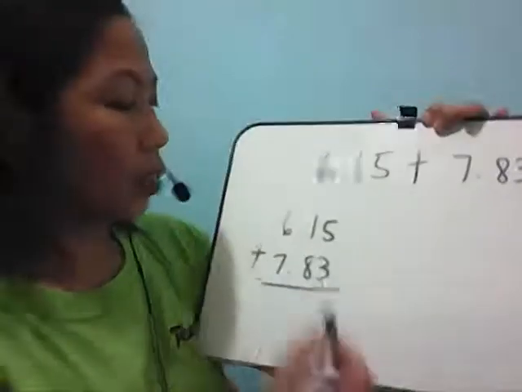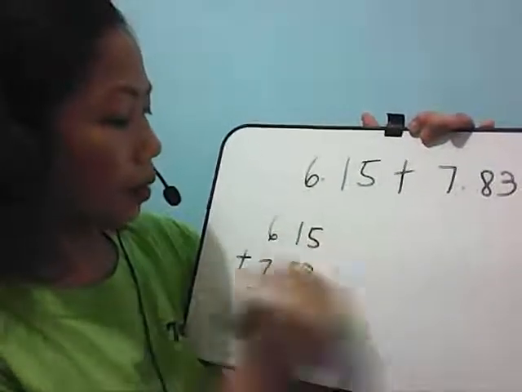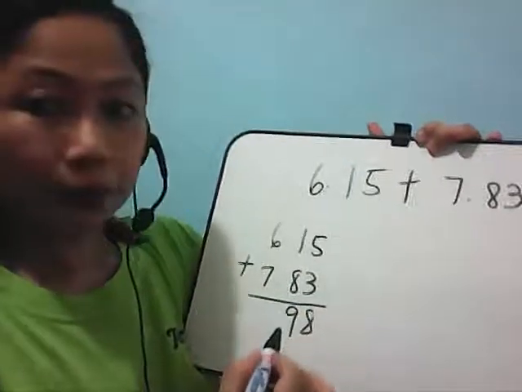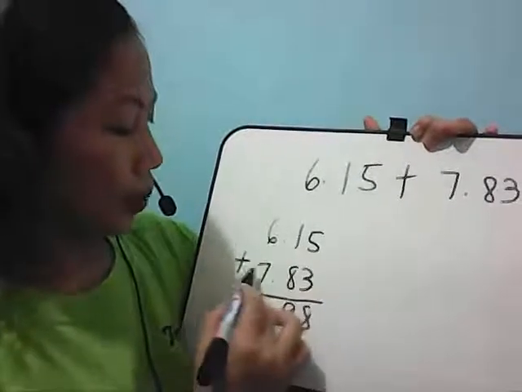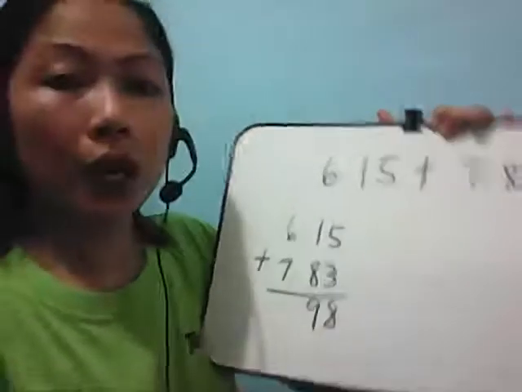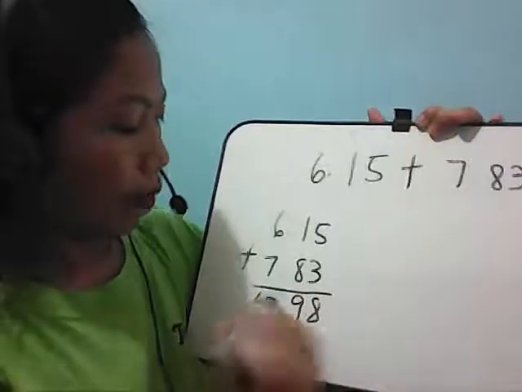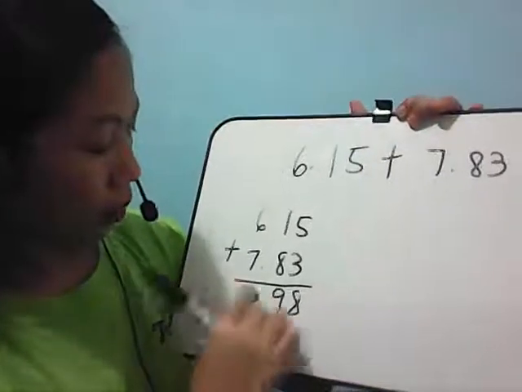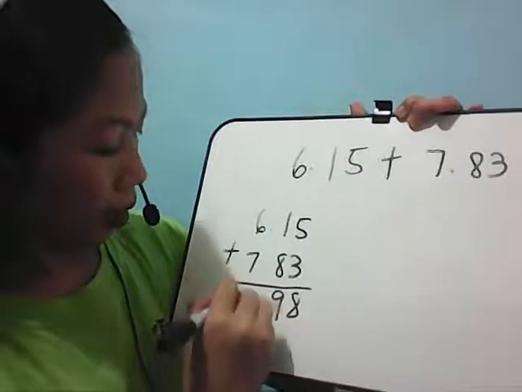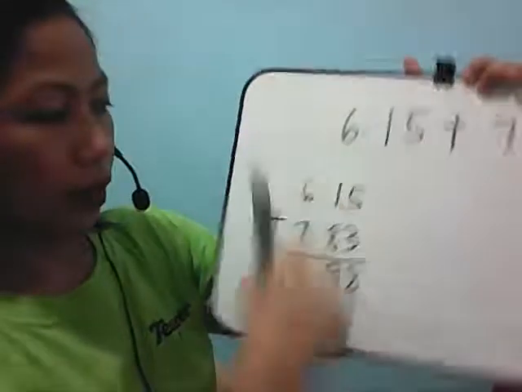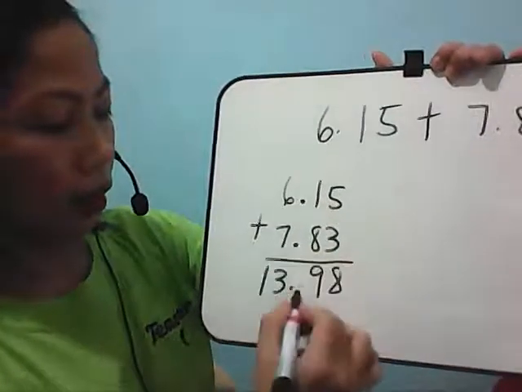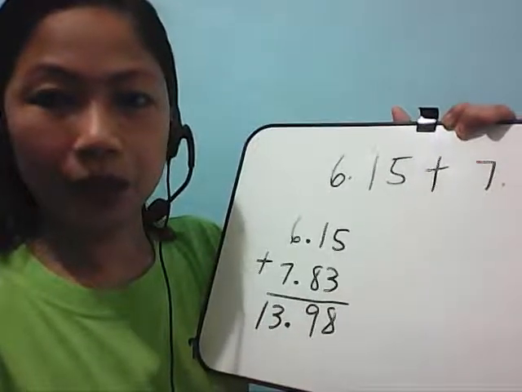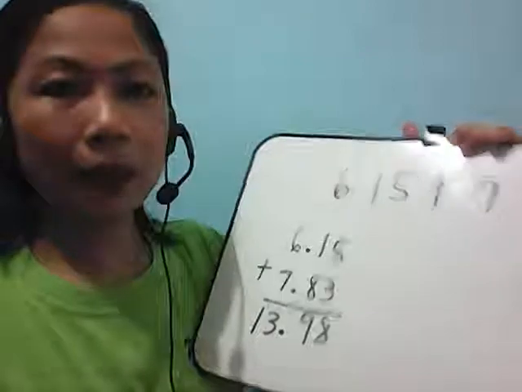So let's go. We need to add them from right to left. 5 plus 3 is 8. 1 plus 8 is 9. And 6 plus 7 is equals to 13. Then we are going to put the decimal point. And of course, dapat it should be aligned. All right. It should be here, as you can see.